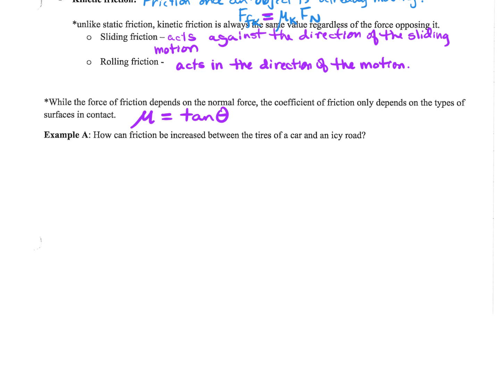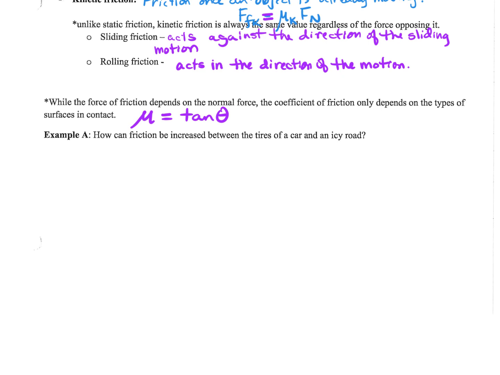Okay? Now, how can friction be increased between the tires of a car and an icy road? Chains. You know the things they put on? What are the things they do? Yeah. Roughness of the surface, that's why we put chains on.